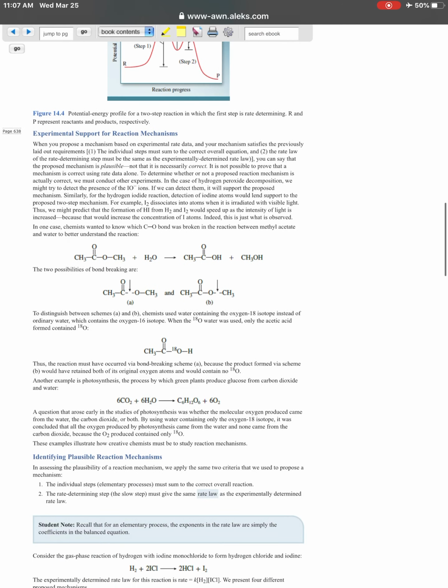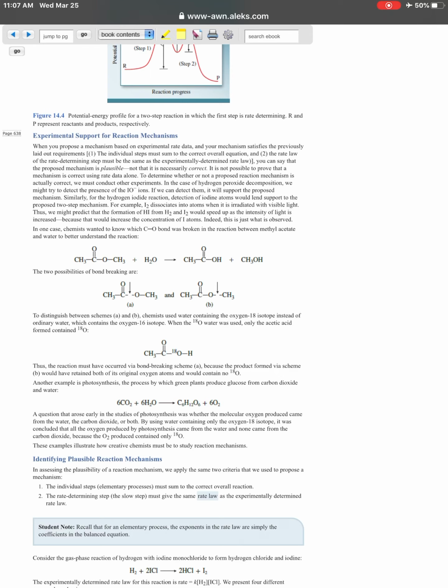Experimental support for reaction mechanisms. When you propose a mechanism based on experimental rate data, and your mechanism satisfies the previously laid out requirements, 1, the individual steps must sum to the correct overall equation, and 2, the rate law of the rate determining step must be the same as the experimentally determined rate law. You can say that the proposed mechanism is plausible, not that it is necessarily correct. Plausible means possible, but doesn't mean it is correct.